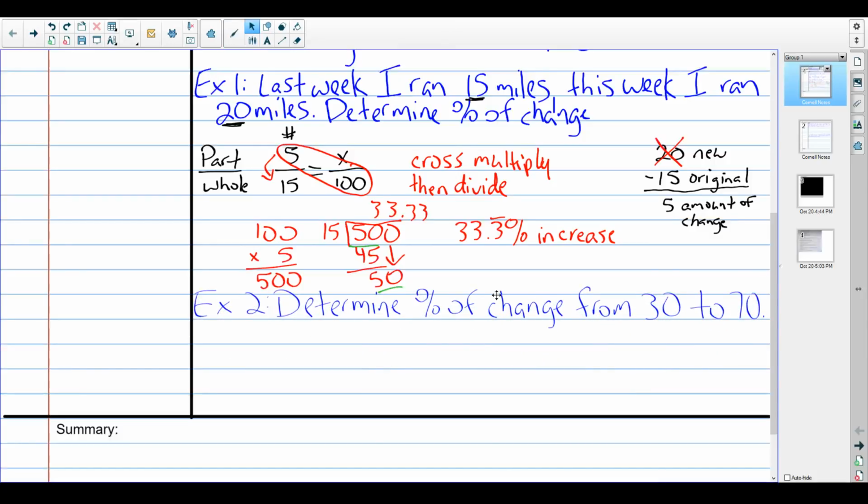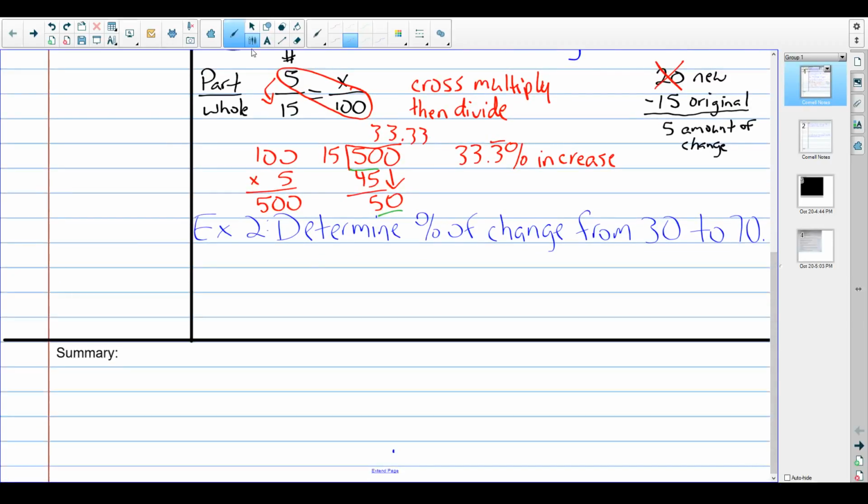Example 2. Determine the percentage change from 30 to 70. So it's nice and straightforward. So we still say part to whole. The whole thing is the original amount. It's 30. To find the amount of change, we'd say what's the new minus the original. So 70 minus 30 is 40.